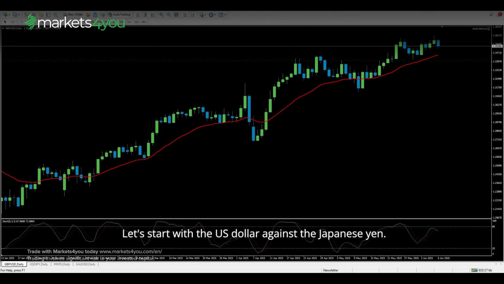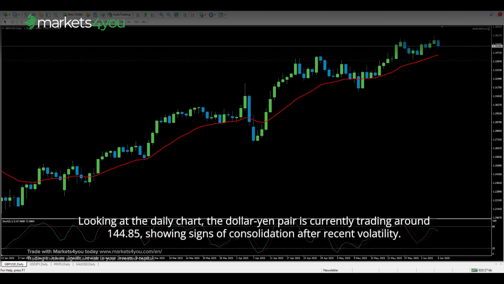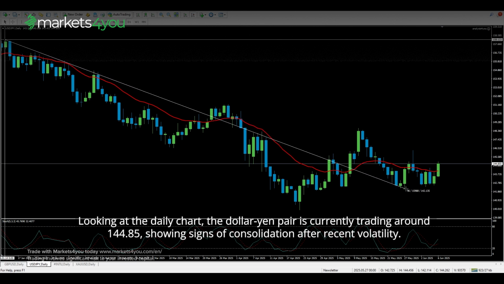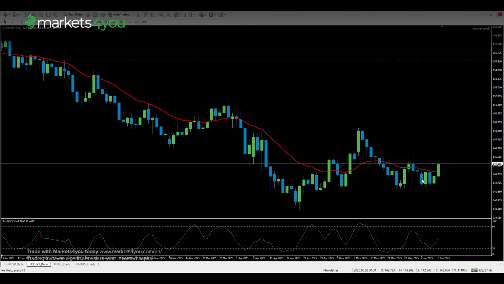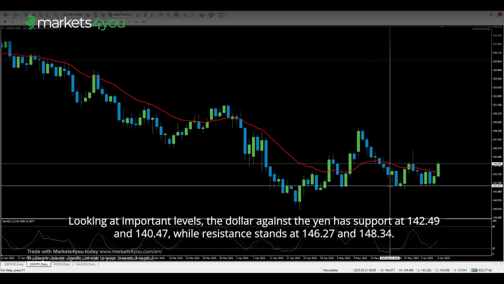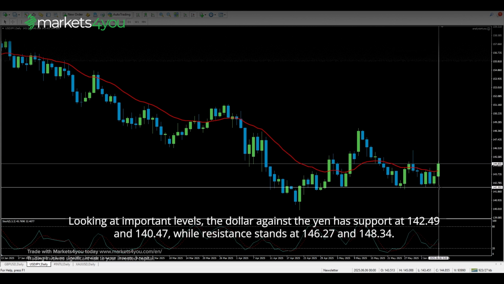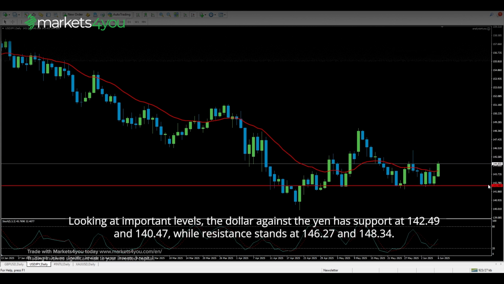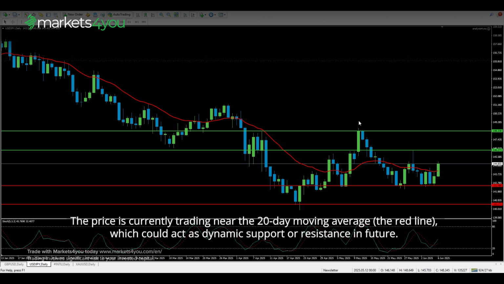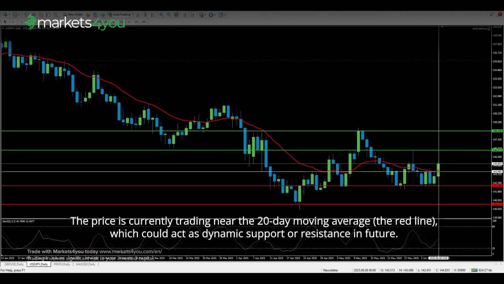Let's start with the US dollar against the Japanese yen. Looking at the daily chart, the dollar-yen pair is currently trading around 144.85, showing signs of consolidation after recent volatility. The pair faces Japanese PPI data on Tuesday, which historically generates volatility following the release. Looking at important levels, the dollar against the yen has support at 142.49 and 140.47, while resistance stands at 146.27 and 148.34. The price is currently trading near the 20-day moving average, the red line, which could act as dynamic support or resistance in future.